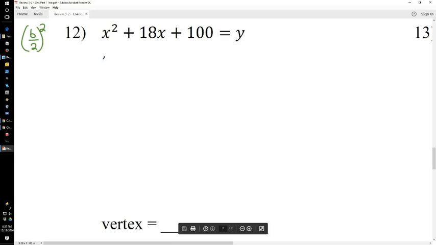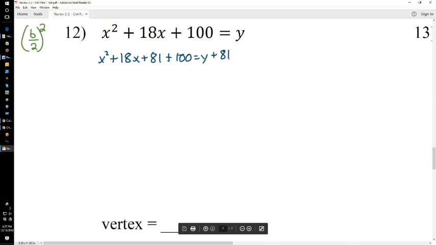So here we go. Let's rewrite this. I got x squared plus 18x plus 81 plus 100 equals y. Now I'm also going to put 81 over here, because remember, what you do to one side, you have to do to the other. We have to keep this whole thing balanced. And then from here, I'm going to factor this piece right there.